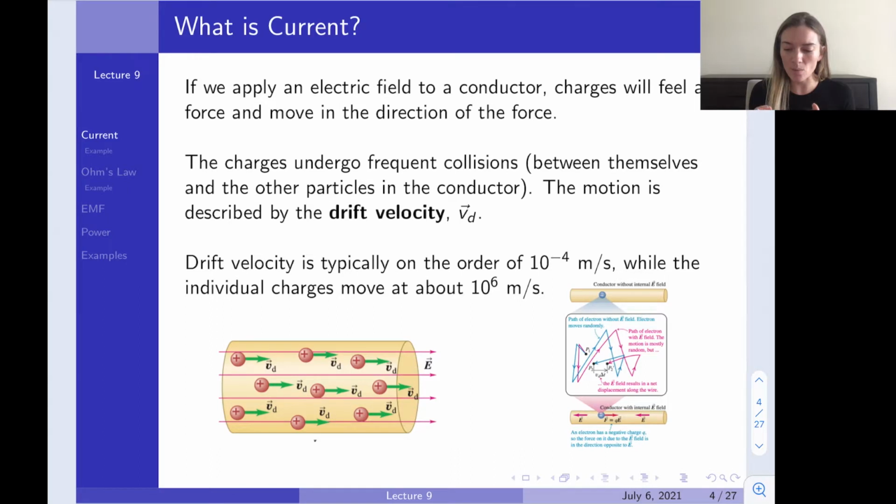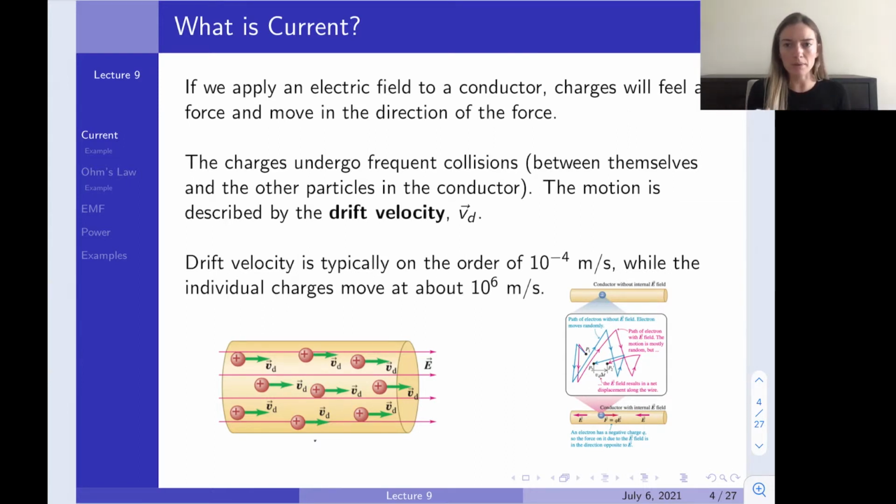So when we apply an electric field to a conductor, now in our previous lectures we said that our electric field inside a conductor is always zero, and that's true for electrostatics when you just have charges distributed on a conductor and there's nothing else acting. There will be no electric field in that conductor. But you can apply an electric field to a conductor. So you can take a wire of copper and apply an electric field through that conductor, and then there will be an electric field and your charges will move according to the force that they feel.